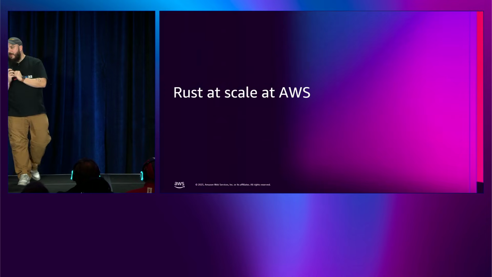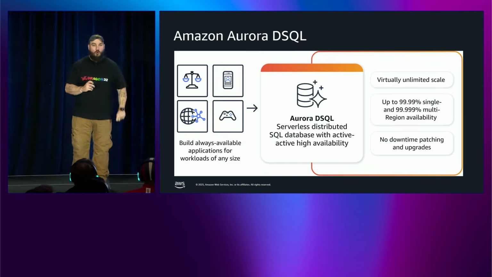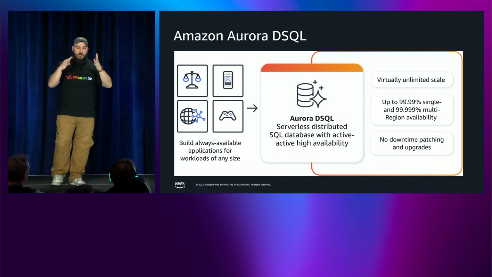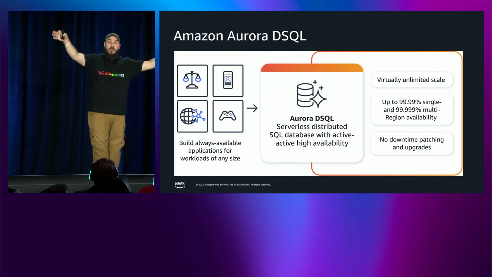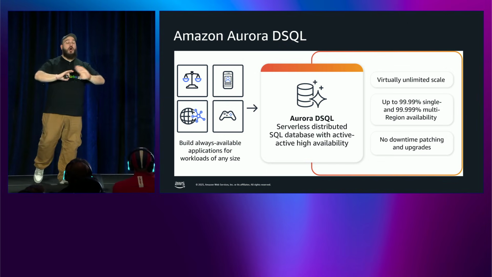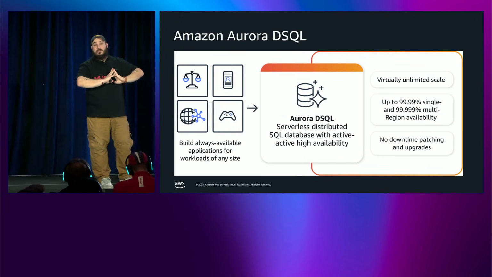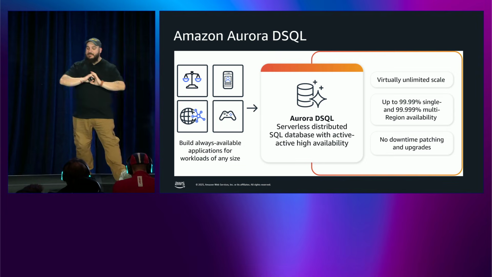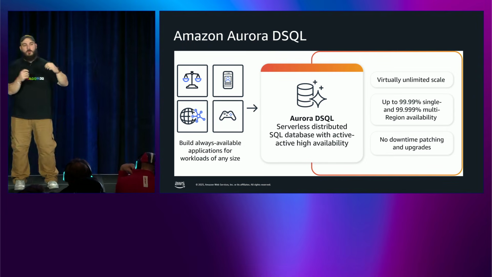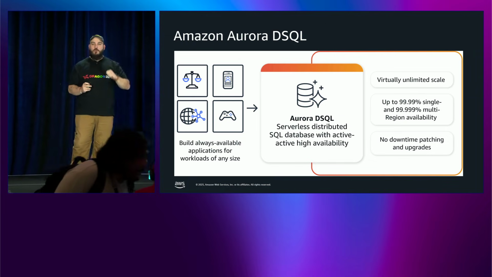Rust at scale at AWS. Show of hands. Has anybody seen Amazon Aurora DSQL? Couple of you. Excellent. Amazon Aurora DSQL is our serverless distributed SQL database, Postgres-ish compatible. It is made 100% in Rust. It is an active database spread across the world. So it has incredibly high availability, all thanks to, in part, Rust. And I want to talk about how we built this and why we chose Rust.